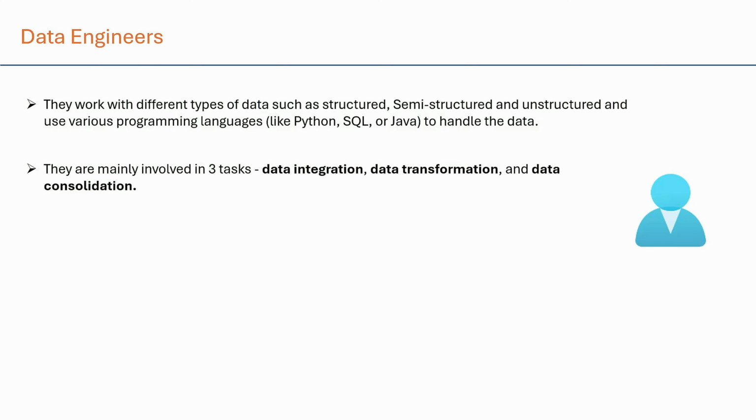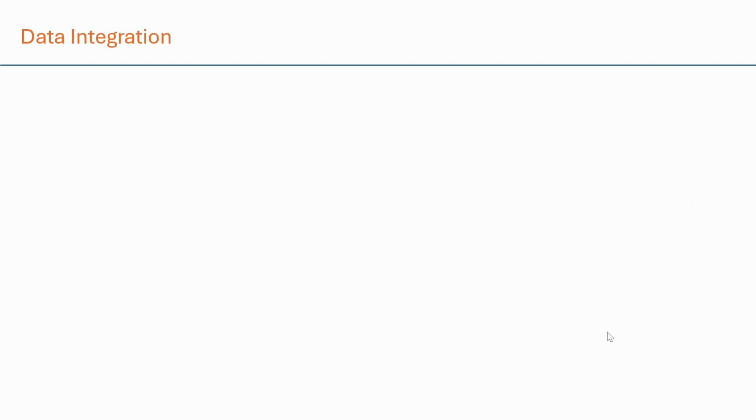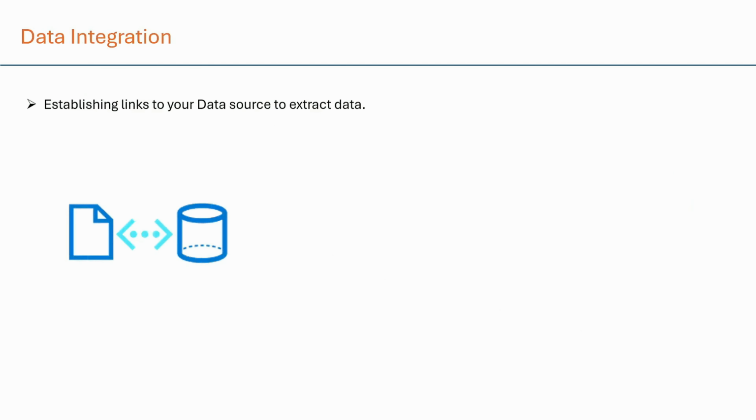Now, majorly, there are three tasks that a data engineer does: data integration, data transformation, and data consolidation. Let's talk about each task in detail. Data integration is how to connect to the data source. Let's say you have your data stored on premises, or maybe your data is stored inside an Azure storage account. How to connect to the data source, that is, how to extract the data from the data source, is where this concept is called integration.